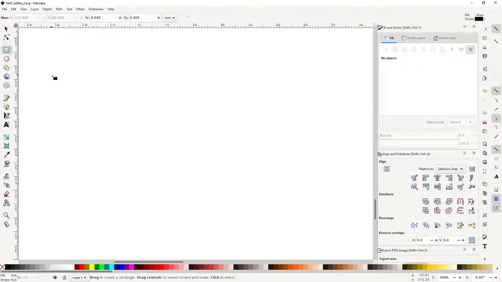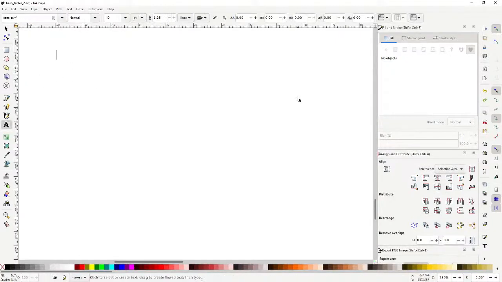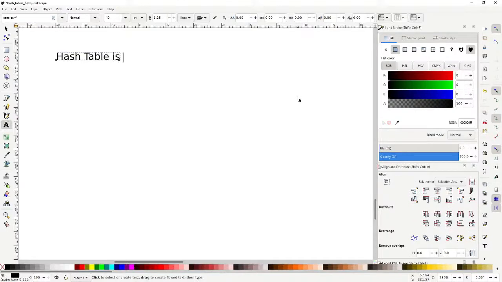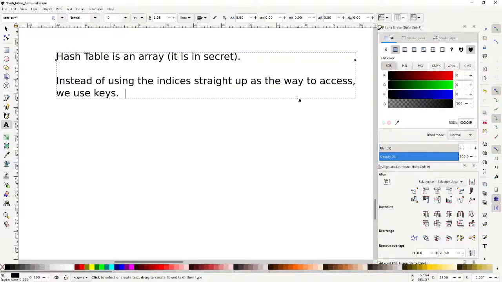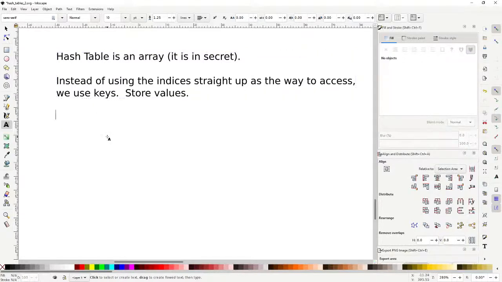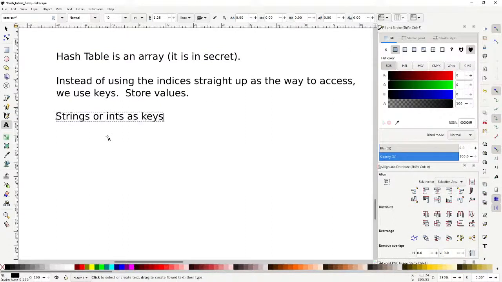Okay, so remember what a hash table is, right? So let's get back to it. A hash table is an array, okay? I mean, you might say, but it's not really so. It is, right? In secret, that's all a hash table is. But instead of using the indices straight up as the way to access, we use keys. And then what we do is we store values. And so basically, normally we'll either use strings or ints as keys.